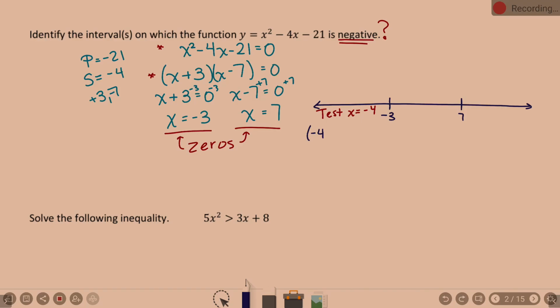We could plug in negative 4 plus 3 and negative 4 minus 7. If you went ahead and did negative 4 squared minus 4 times negative 4 minus 21, are you going to get the same answer? Yes. I'm just giving you an option here. So negative 4 plus 3 is negative 1. Negative 4 minus 7 is negative 11. And negative 1 times negative 11 is positive 11. What do we know about 11?